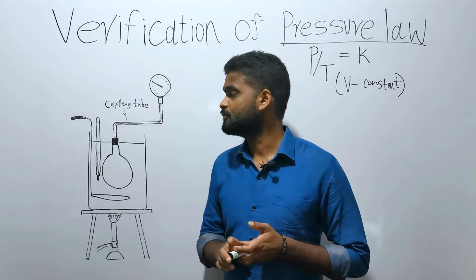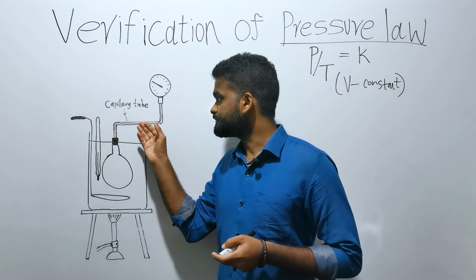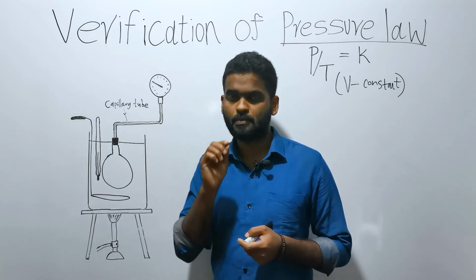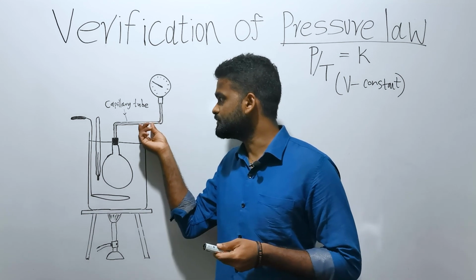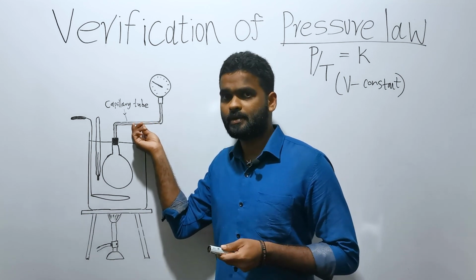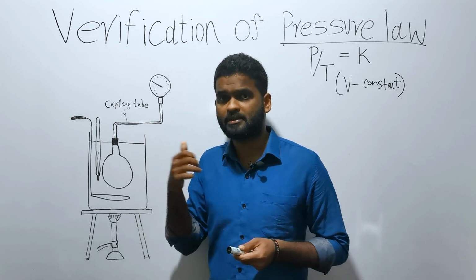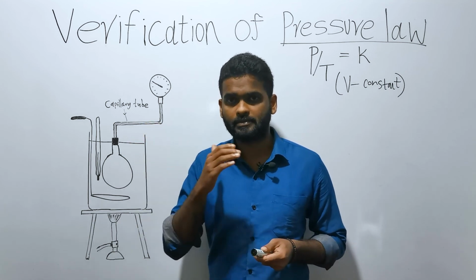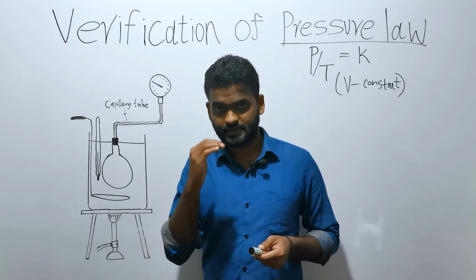So you have to minimize the amount of air in this tube. By using a capillary tube, we can reduce the volume of that air. So that is why we have to use a capillary tube. Otherwise, we cannot say that all the air is at a certain temperature.